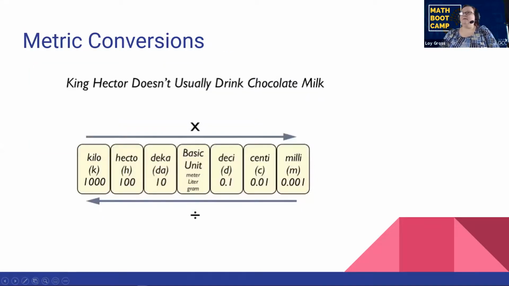Metric conversions, on the other hand, are much easier. We can use this mnemonic here: King Hector doesn't usually drink chocolate milk. You're thinking, well, what does that mean? Well, if I start with my K, K is kilo. H for Hector is hecto. Doesn't is D for deca. U for units. D for deci, C for centi, M for milli. And you can see how you can remember this little chart here. This little chart will show you how to convert all of your metrics from one metric to another. We're multiplying or dividing straight across the line.